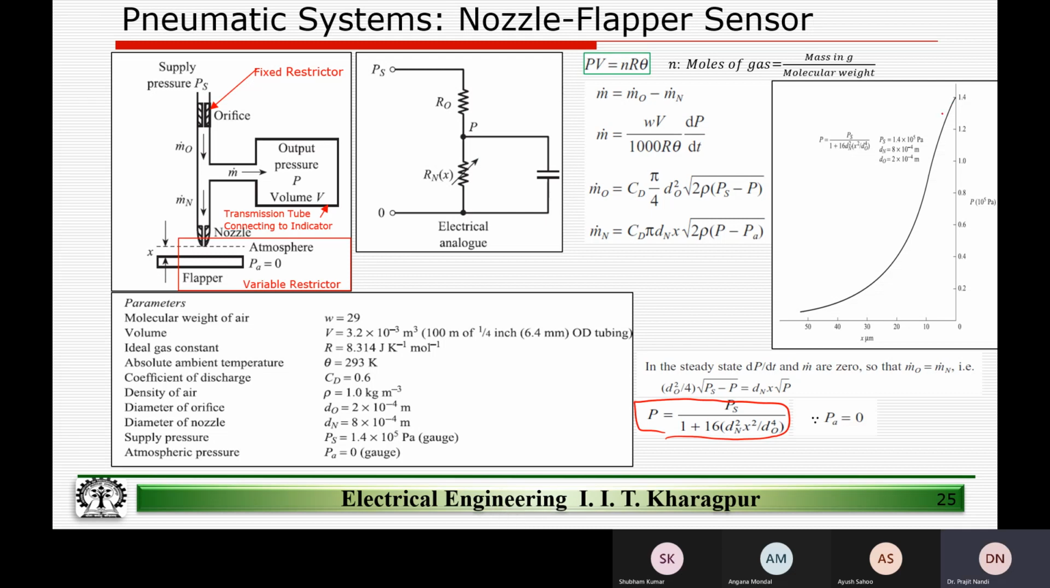And so this is what, for this kind of flapper nozzle sensor, this is the overall relationship that we have. Again, this is a nonlinear relationship, so we will need feedback, and that is what we are going to build a feedback system around. So any questions up to this point?